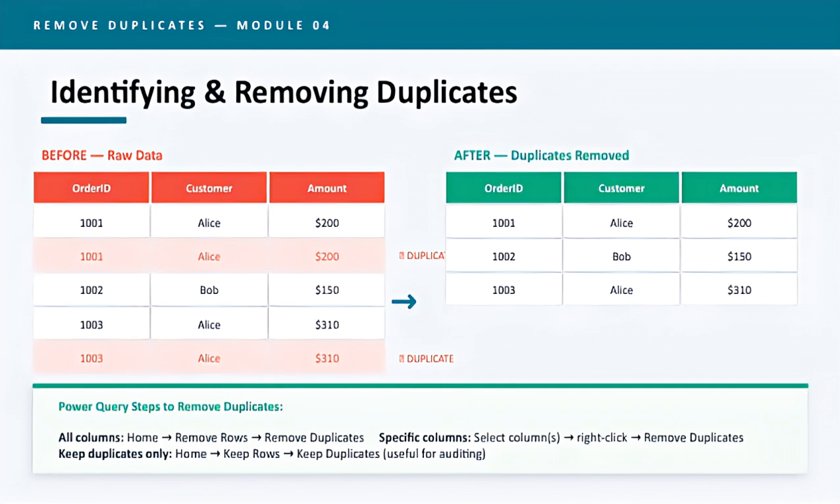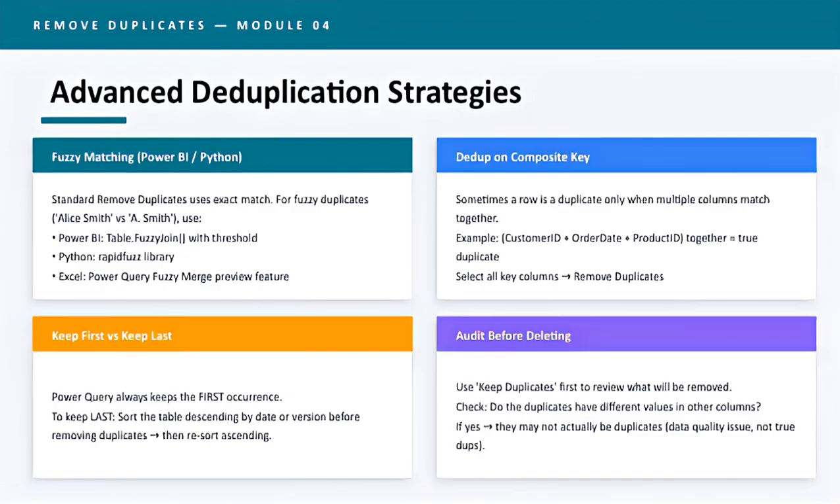Let's start by using the Keep Duplicates option first to review what will be removed. It's important to check whether these duplicates have different values in other columns. If they do, then they might not actually be true duplicates, but rather data quality issues. Remember, Power Query always keeps the first occurrence of any duplicate. If you prefer to keep the last one instead, you can sort your table in descending order by date or version before removing duplicates, and then resort ascending afterward.